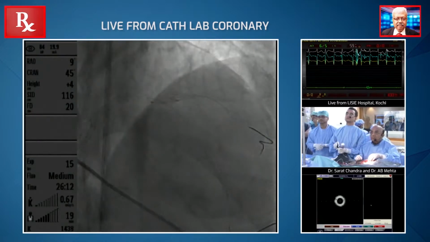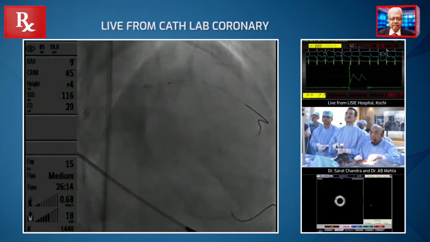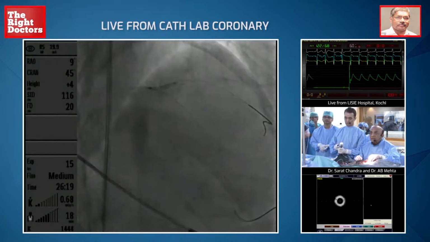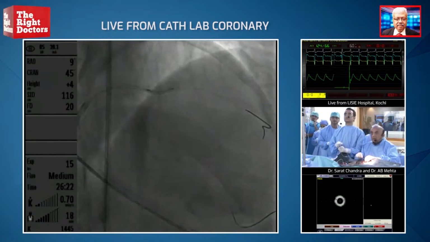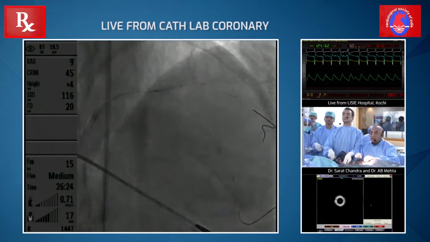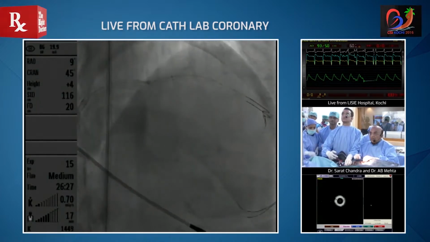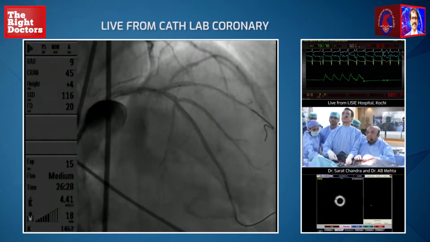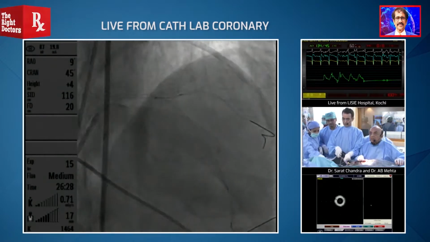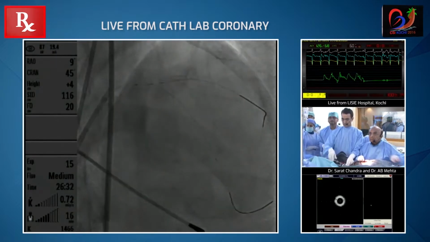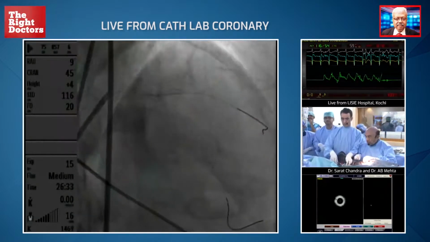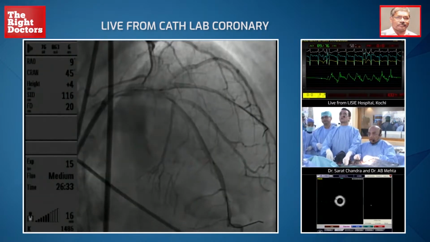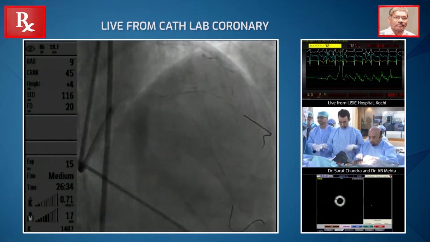Okay, open. 4, 5, 6, 8, 10, 12, 14, 15. Negative. Okay, now we'll take it. Again, inject again. Okay, now I'm removing the balloon out.